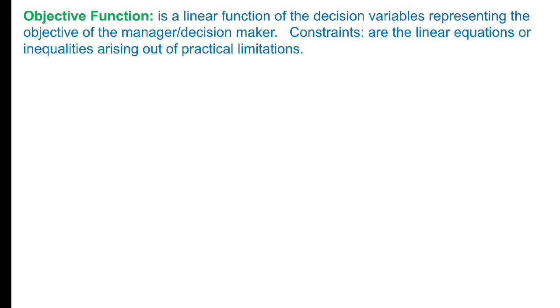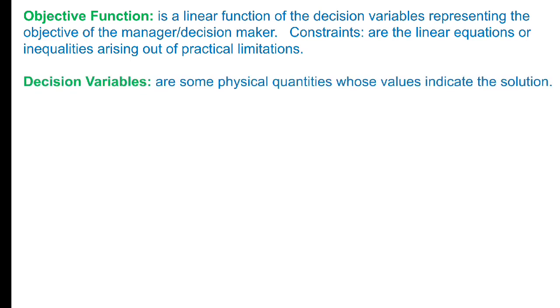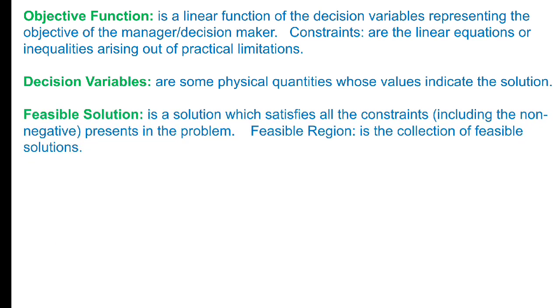Objective function is a linear function of the decision variables representing the objective of the manager. Constraints are the linear equations or inequalities arising out of practical limitations. Decision variables are physical quantities whose values indicate the solution, that is greater than, less than, like that. Feasible solution is a solution which satisfies all the constraints including non-negativity conditions in the problem. Feasible region is a collection of feasible solutions.